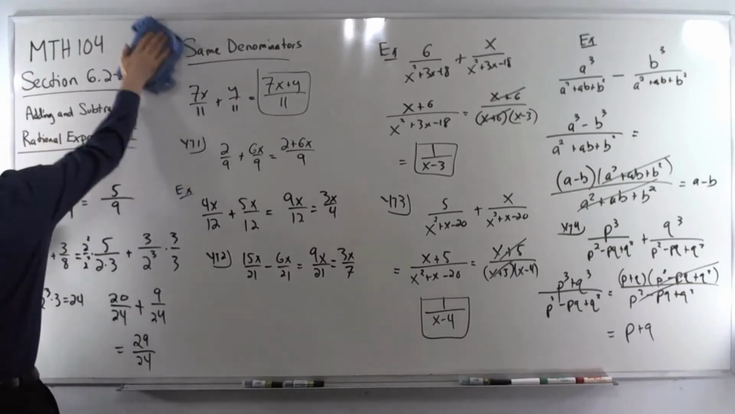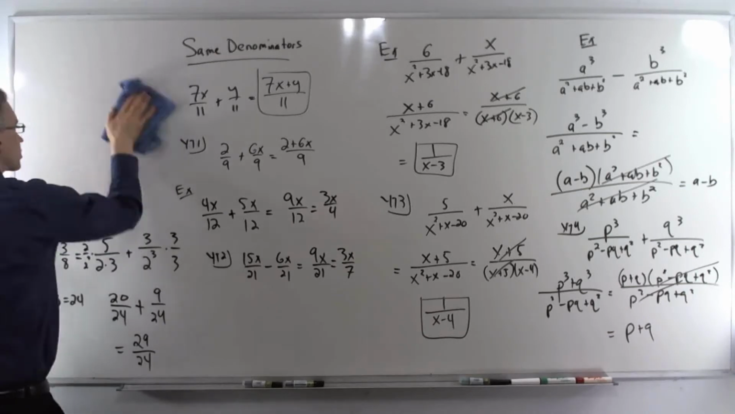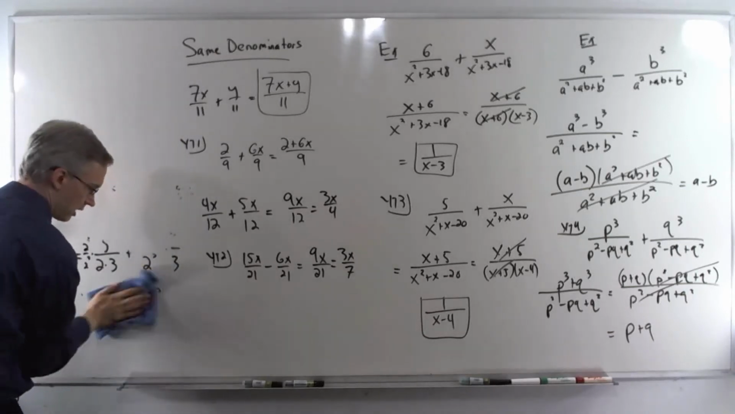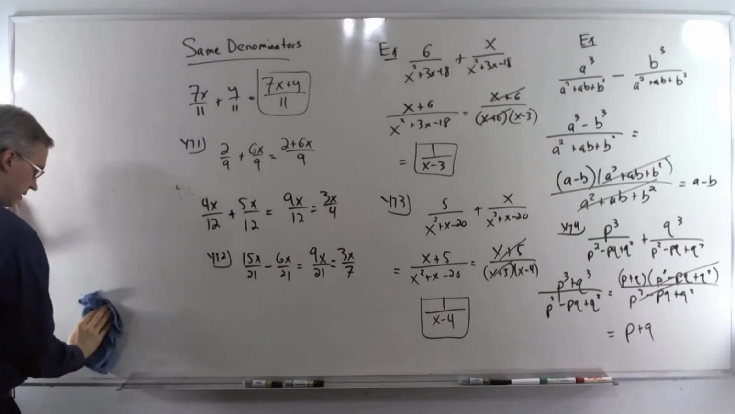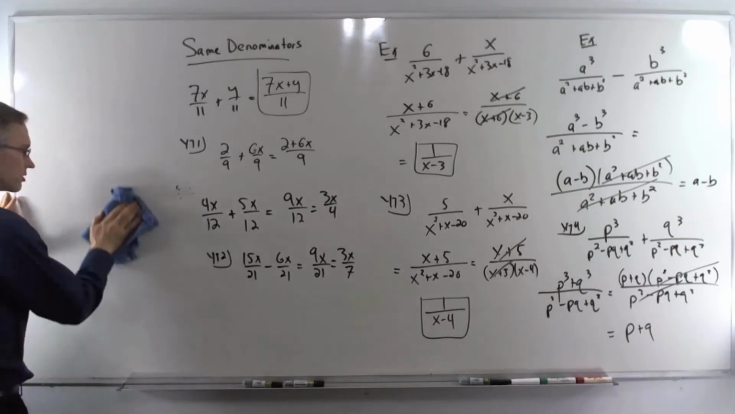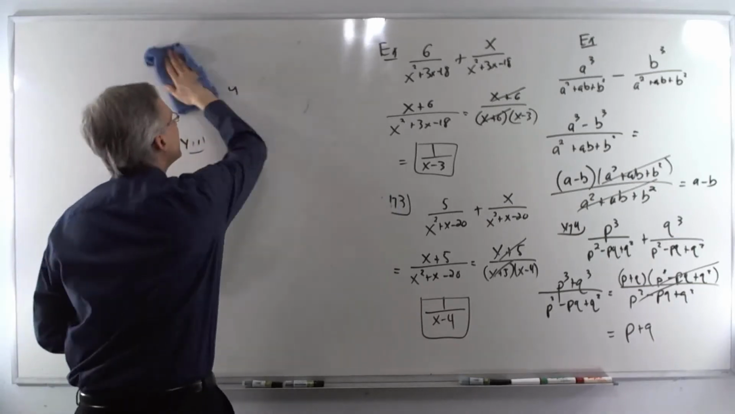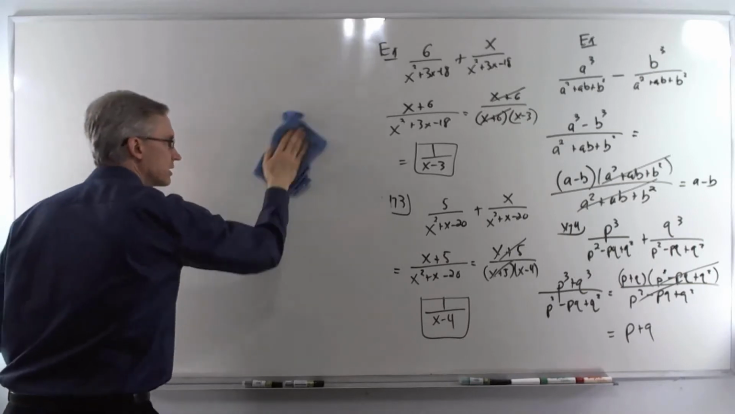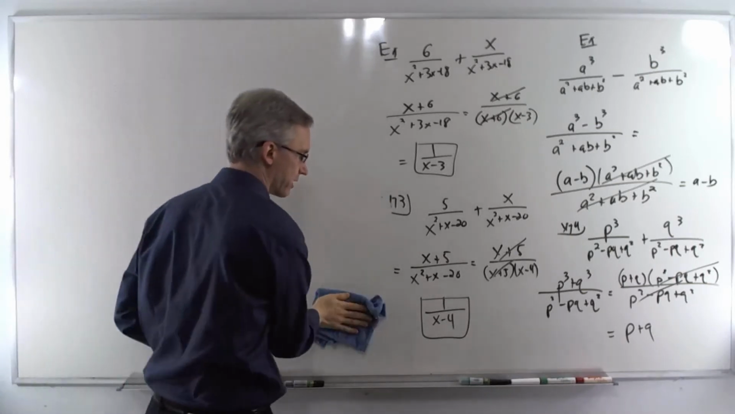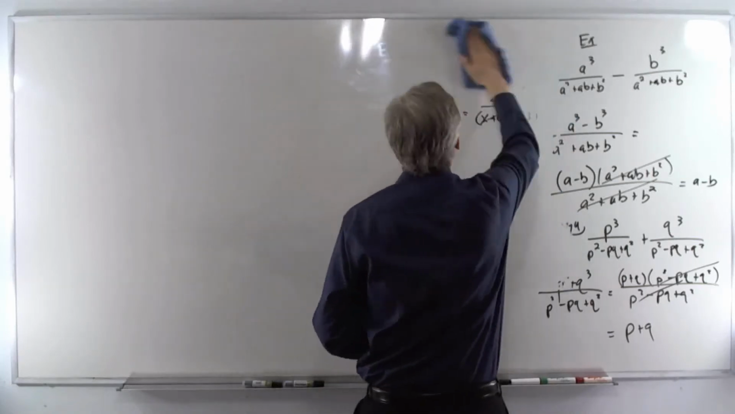Right, now we're going to start adding and subtracting rational expressions with different denominators. So we're going to do what we did yesterday. We're going to start by finding the least common denominator, which is the least common multiple of the denominators. And then we will transform each rational expression into ones having that common denominator, and then we'll combine them just like we have so far today.